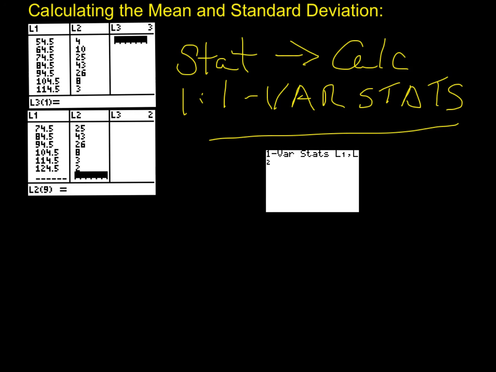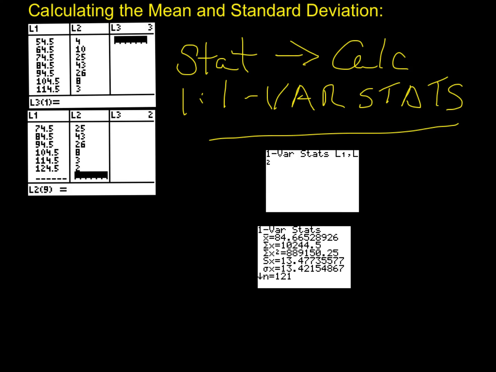Then we press enter, and we're going to end up with our typical 1-Var Stats screen, and it's going to look like this. We'll see 1-Var Stats, x bar, sum x, etc. So x bar is our mean for the frequency table, and Sx is our standard deviation.